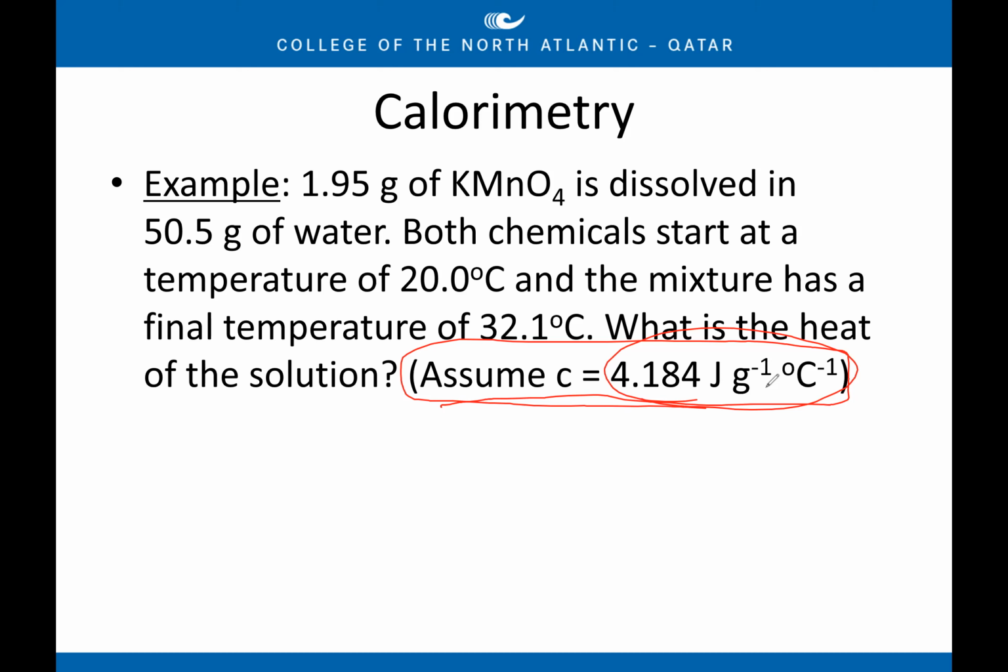So this is an aqueous solution, which means it's dissolved in water. We're going to assume C is the same as water. Both chemicals start at 20 degrees Celsius, and once we mix the chemicals together, they reach a final temperature of 32.1 degrees Celsius. The question is, what is the heat, Q? MC delta T. Now, there's one trick to this problem.